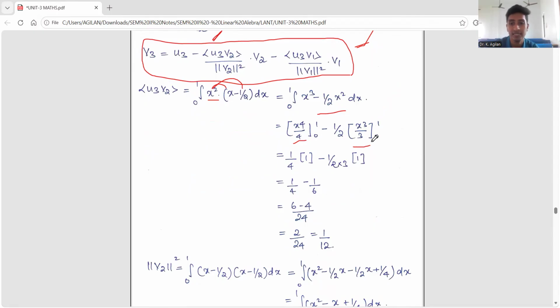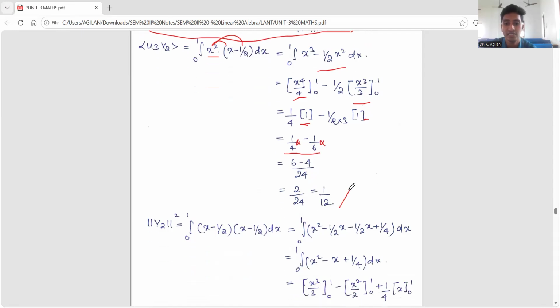The integration of x square is x power 3 divided by 3. Take 1 by 2 out as the common term. So substitute the upper limit and lower limit. 1 power 4 is 1, 0 power 4 is 0, so 1 minus 0 equals 1. Similarly, 1 minus 0 equals 1. After substituting, the denominator should be 24, so multiply by 6 into 6 here and 4 into 4 here, and we get this result.